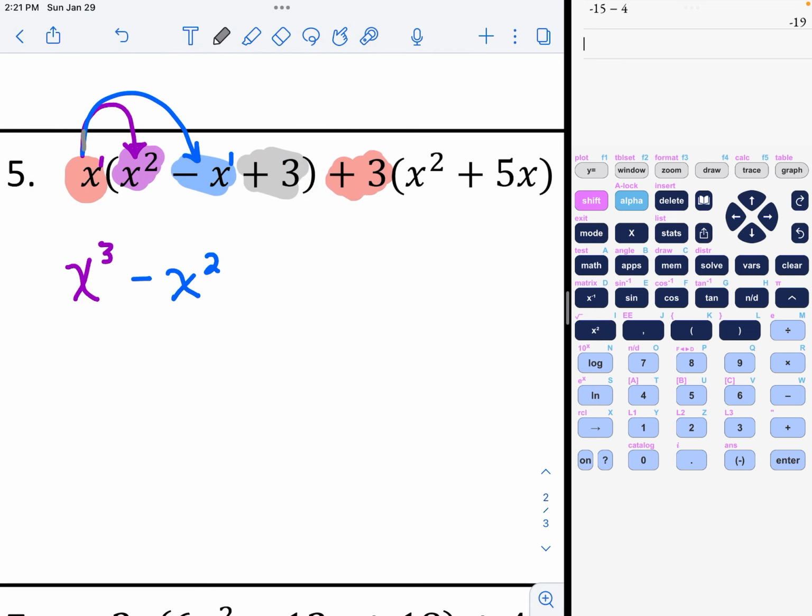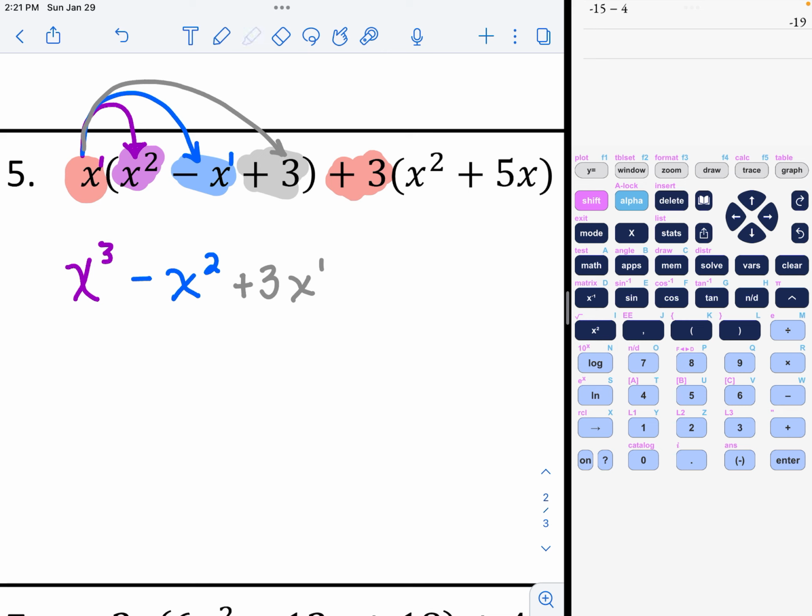Now I'm going to take this x and go to this 3. Well, the only coefficient I have to really worry about is the positive 3. Technically, there was a 1 in front of that other one. And it's x to the first power. It doesn't change to become x to the third or second because the 3 didn't have an x.